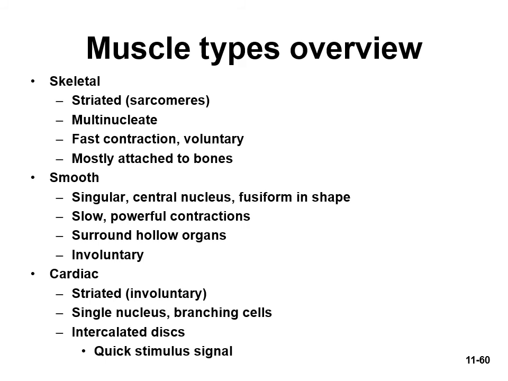Smooth muscle has a single central nucleus and is fusiform or football shaped. It provides slow, powerful contractions and is involuntary. Lastly, cardiac is striated but involuntary. It has a single nucleus and the cells are branching. It also possesses intercalated discs, which are made up of gap junctions and allow for a quick stimulus signal to be passed from one cell to the next so that the heart muscle can contract in unison.